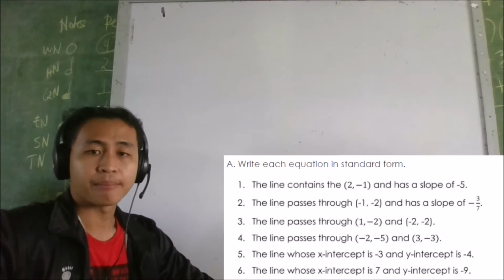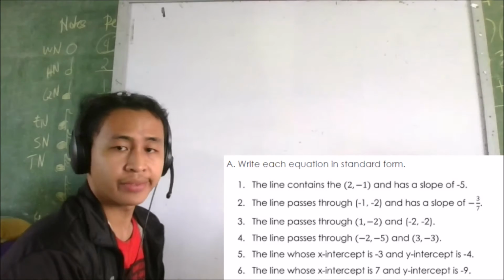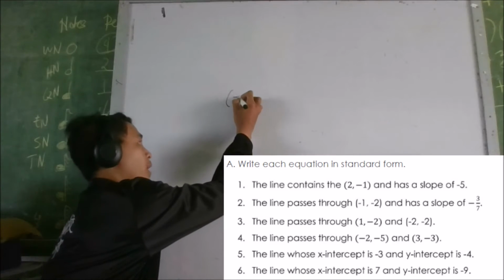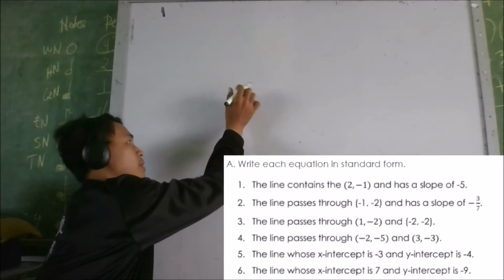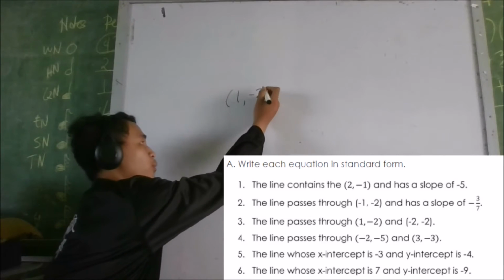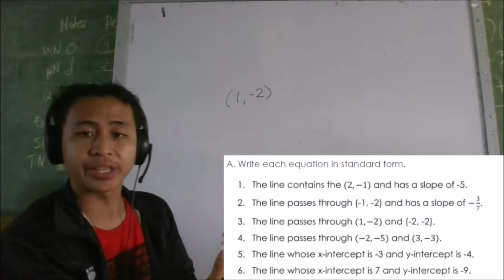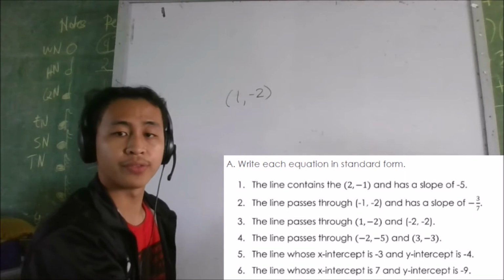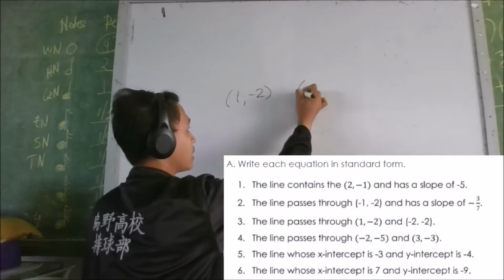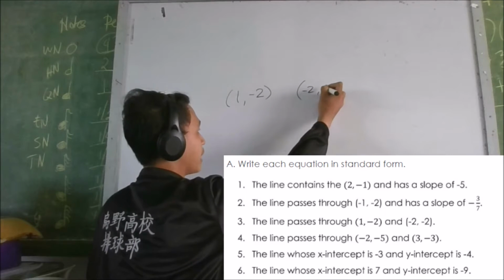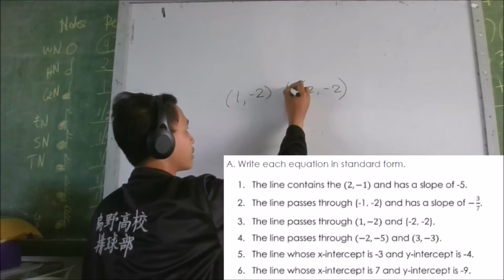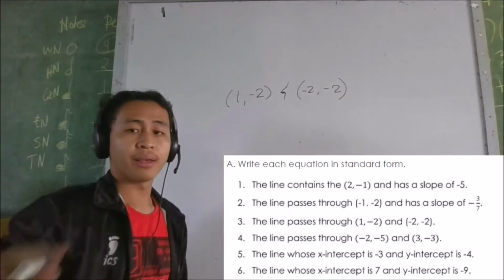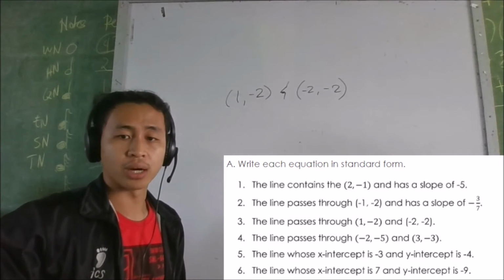Okay, for our third problem, students, the line passes through 1, negative 2. So we have 1, negative 2, okay? And the other point is negative 2, negative 2. So we have here negative 2, negative 2, okay? So these are the given. Find the equation of the line.